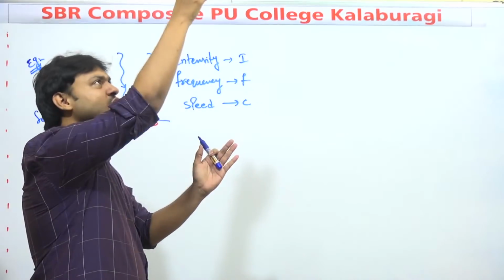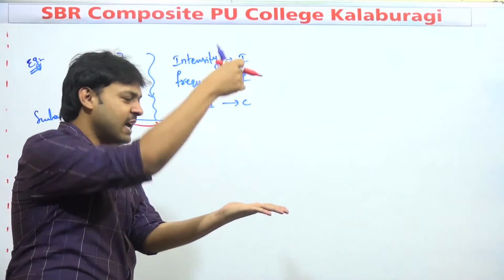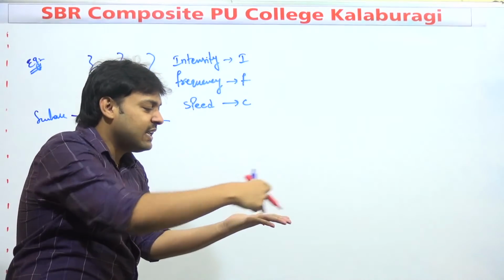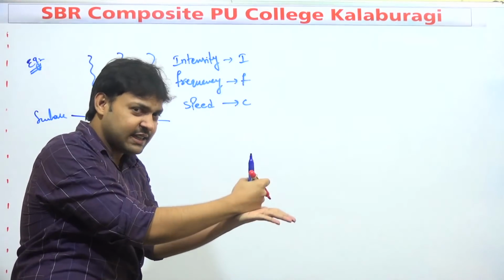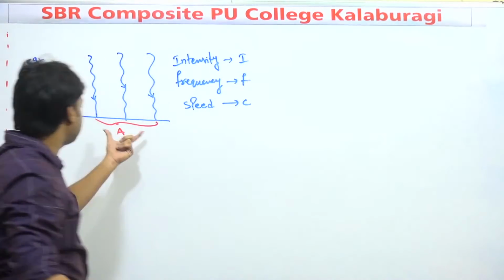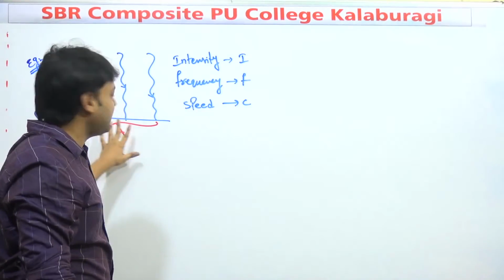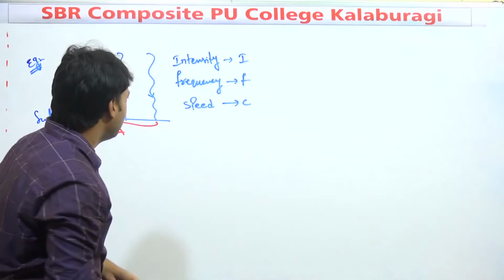Photons are coming from a source and striking the surface. Assume this is the surface. How much area do they cover? Up to how much area are the photons striking? That is nothing but A. A is the area where the photons are striking. Now, what to calculate?